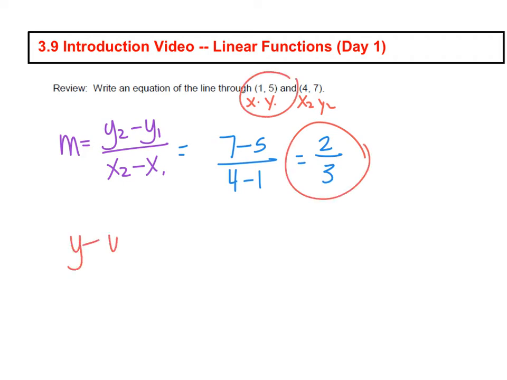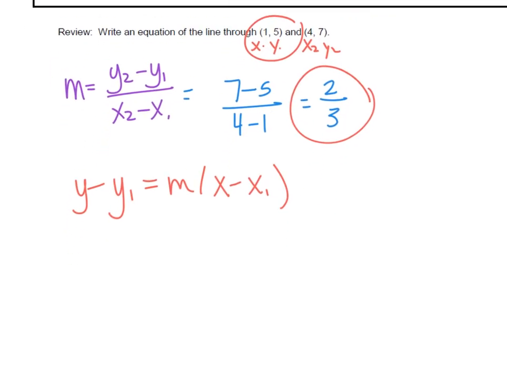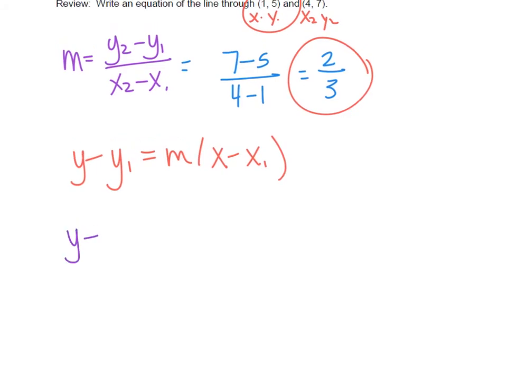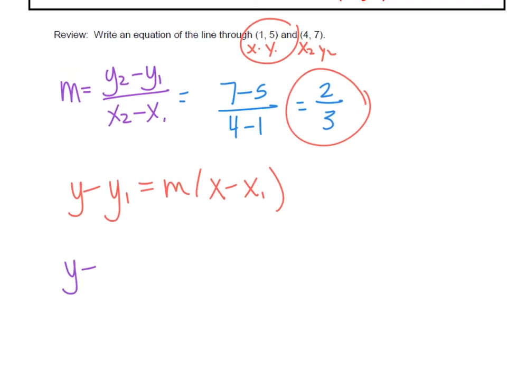We're going to go right into point slope form. And for this example, we're just going to take it to slope intercept form and call it good. So let's plug in our values. We have y minus our y1, which is 5, equals our slope, 2/3, times x minus x1, which is 1.